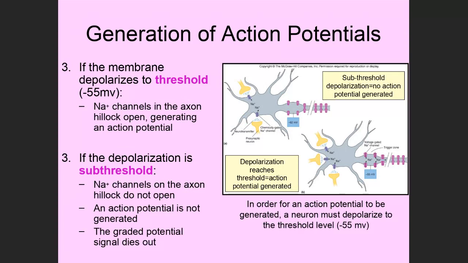So if we go to this next slide over here, graded potentials can be of two types. They can be what are known as threshold graded potentials, which we'll talk about in a moment, or they can be subthreshold graded potentials. So I want to actually talk about what happens in a subthreshold graded potential first. I've got some stuff listed about it here on the bottom of this slide under subthreshold depolarization, and to go along with that, I've got this picture here of a subthreshold depolarization.